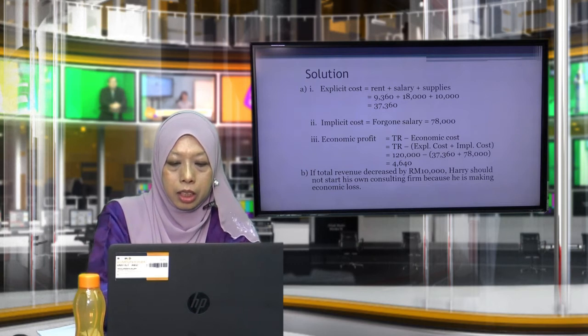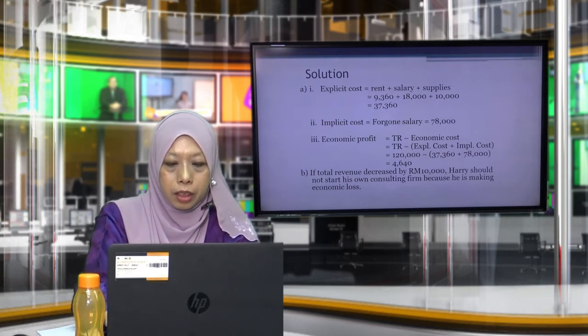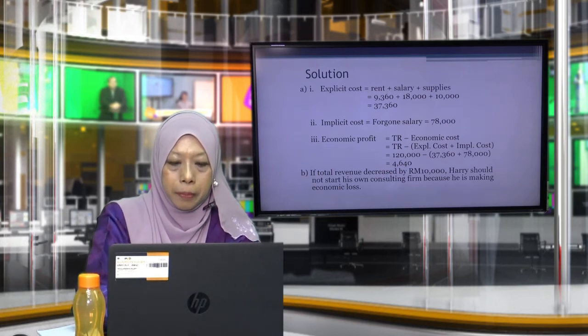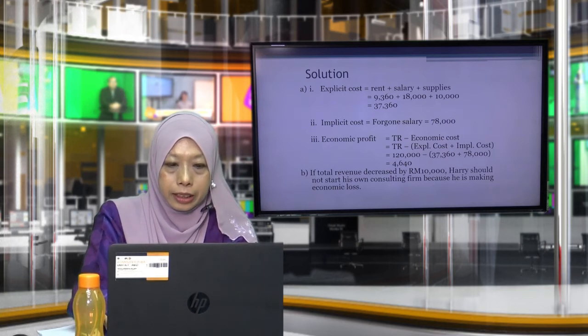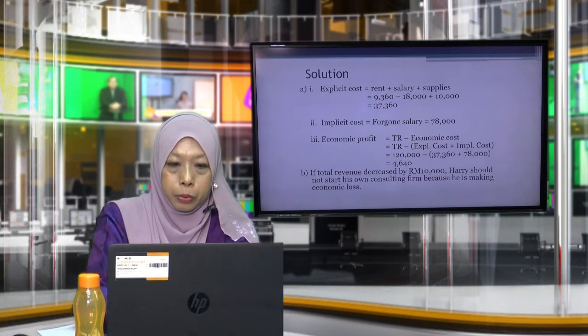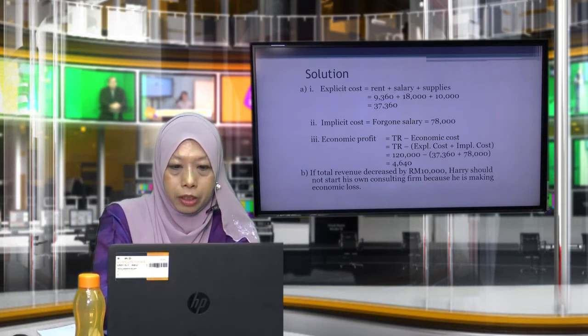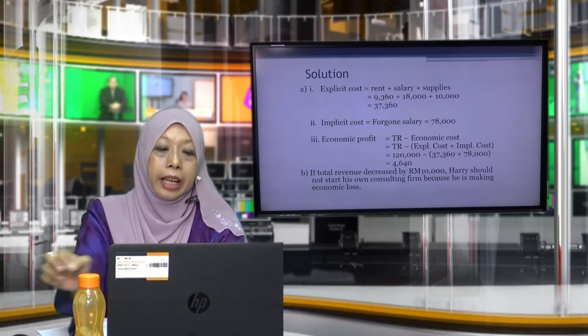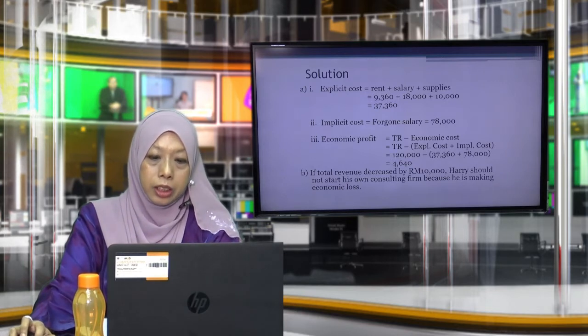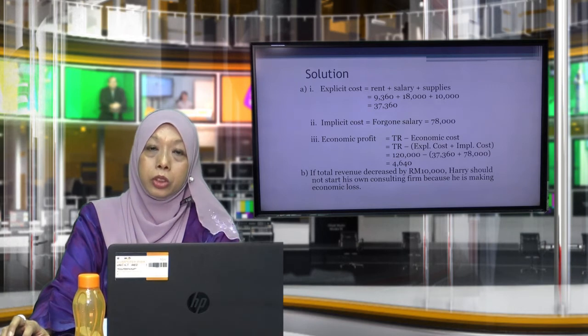Because economic profit is equal to total revenue minus economic cost, what happened is that you're going to see that the new total revenue value is 110,000, while your economic cost still maintained at 115,360. So you're going to get a negative economic profit in the amount of 5,360. Now because you incur economic loss, therefore Harry shouldn't start his own consulting firm.